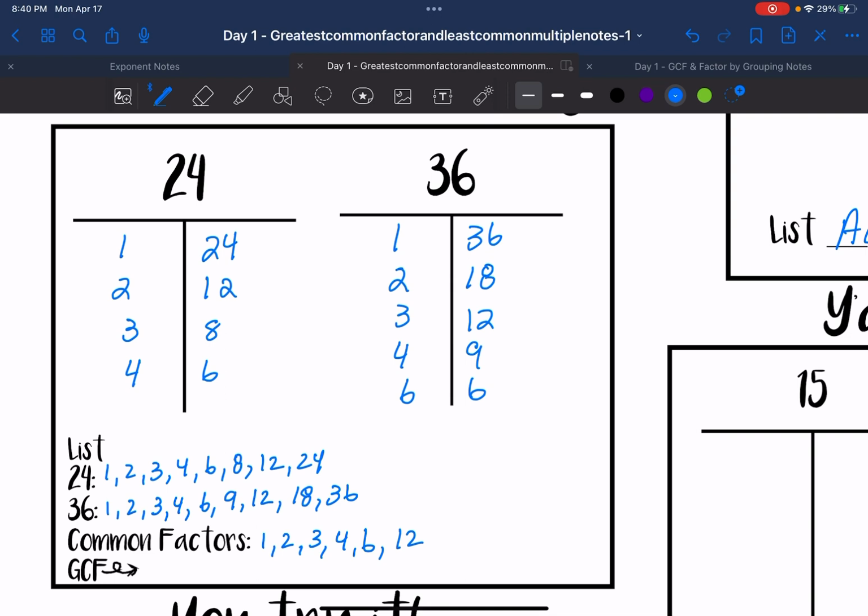Greatest common factor. Well, the biggest number is 12. So our greatest common factor for these two numbers is 12. Okay? This is our greatest common factor.